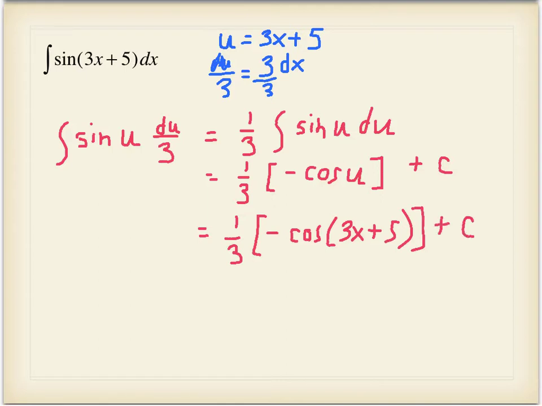And then just to finally clean this up a little bit, I'll call this negative 1/3 cosine of 3x plus 5 plus c. So there's your first u substitution. I kind of botched that up a little bit over there, I think, but we're going to see a couple other examples here coming up next.